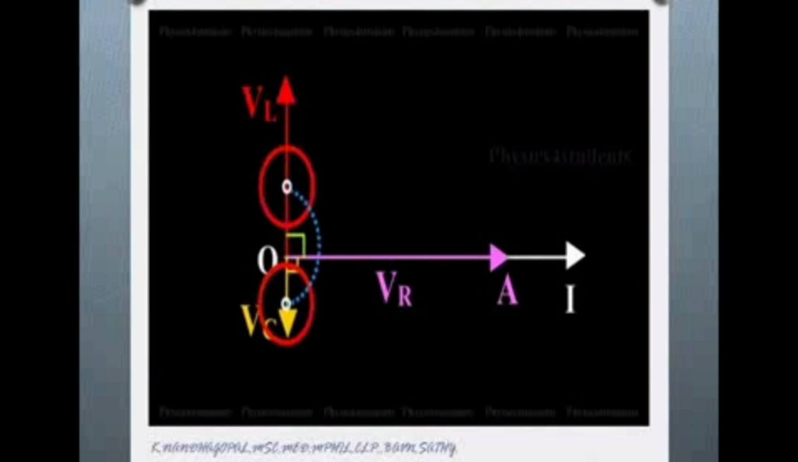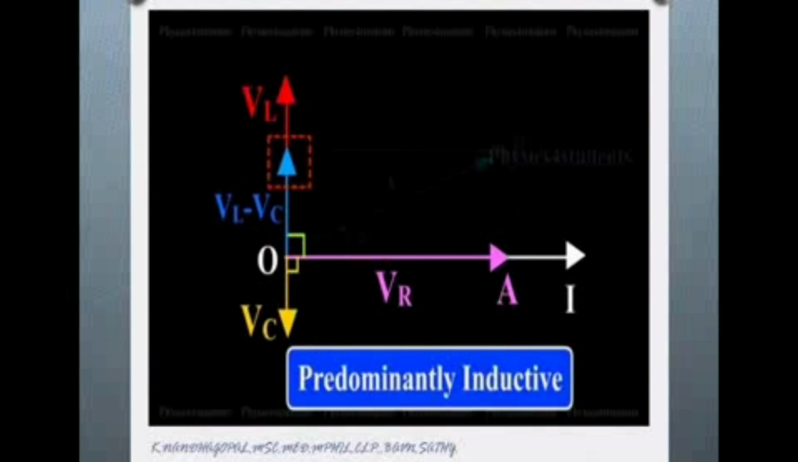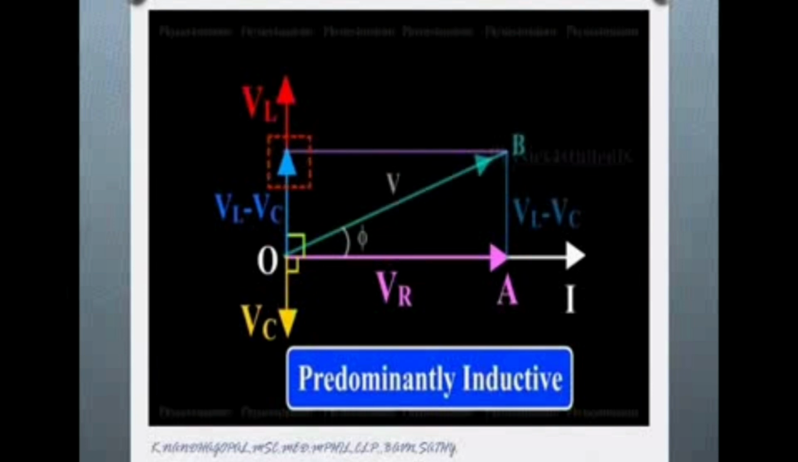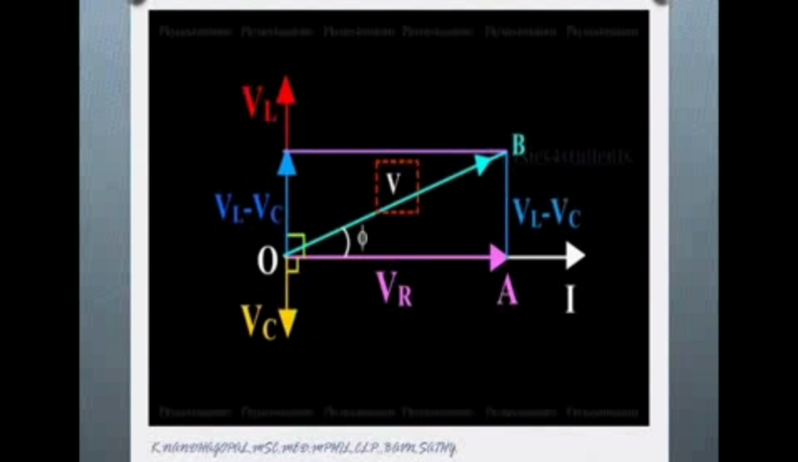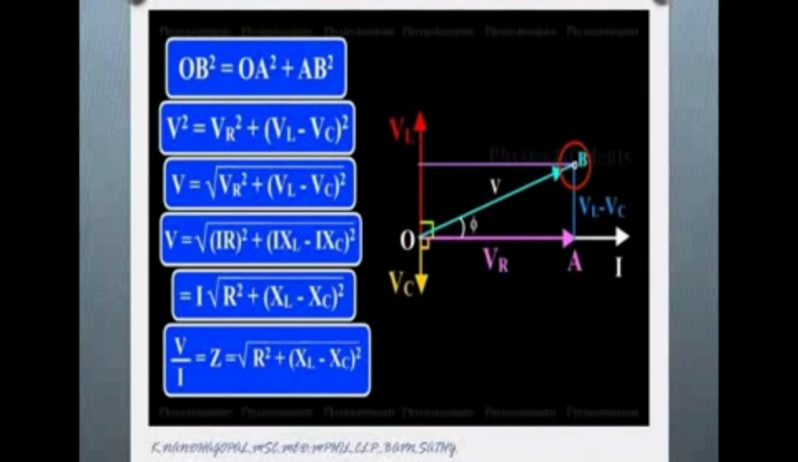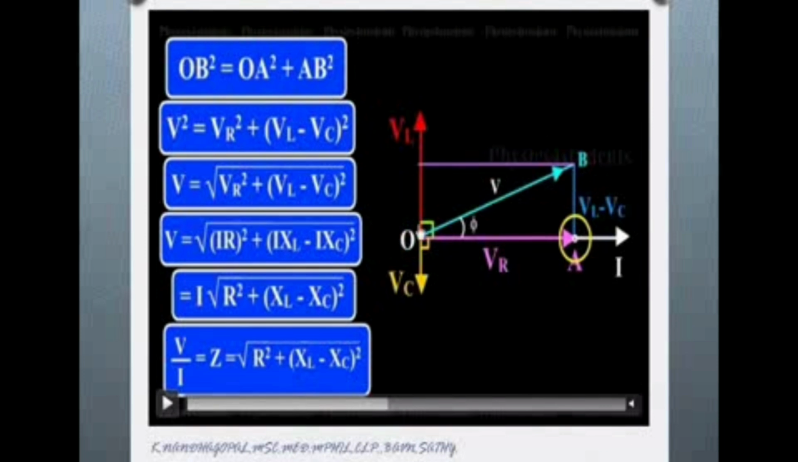Here VL and VC are in the opposite direction, so you can take any one as dominating. Now we can consider that inductance is dominating the capacitor. That's why the blue line is in the upward direction. Predominantly inductive. So considering that, we can get the graph like this. OB is the resultant potential V, VR is for the resistance, VL is for the inductance and VC is for the capacitance. So see here, in this triangle, OB is the resultant, and this one is VL and VC.